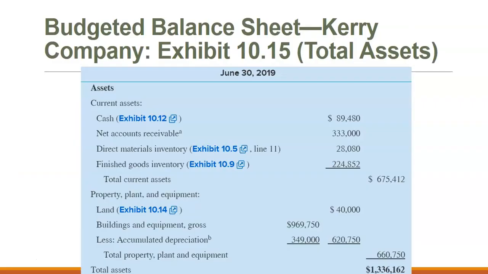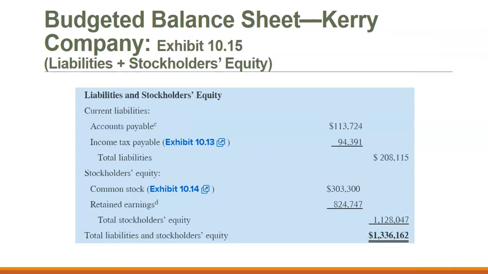We can then look at our budgeted balance sheet. We have projected cash from our cash budget, net accounts receivable, our direct materials inventory, and our finished goods inventory, which is off of our purchases and production budgets, and how those accounts affect our total assets. We then have any income tax payable, which came off of our pro forma income statement, and if there's any changes to our stockholders' equity.